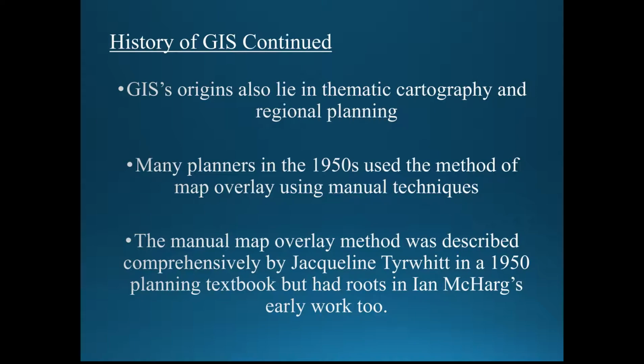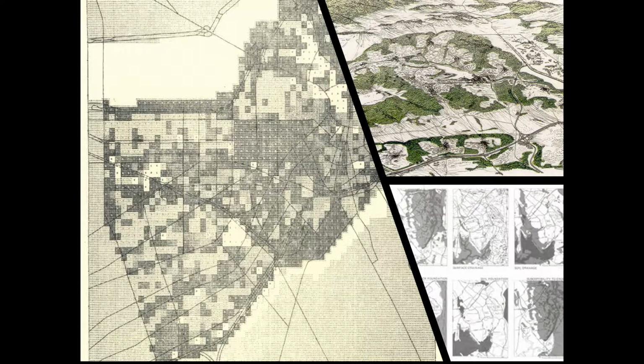So the manual map overlay method is described comprehensively by Jack Linth-Wright in a 1950 planning textbook, but its roots go even further back to Ian McHarg's early work as well. So here's some examples of GIS products and how they've been used in the past. On the left, where you can see all the different squares, we're looking at regional planning of a village in the United Kingdom.